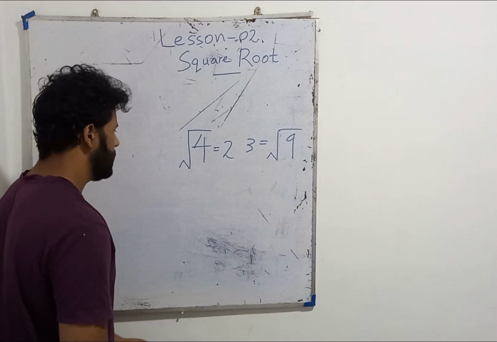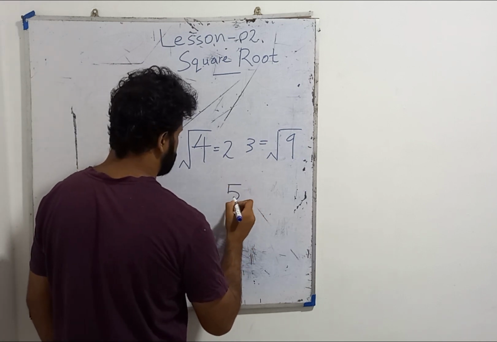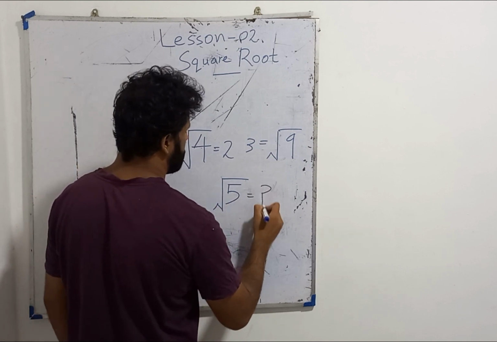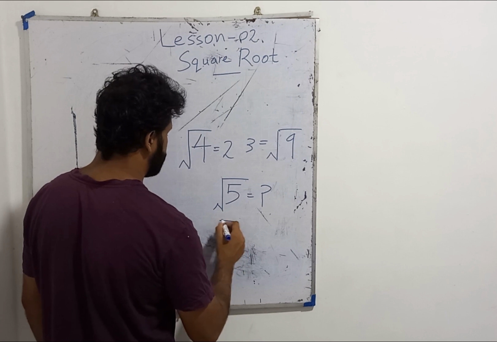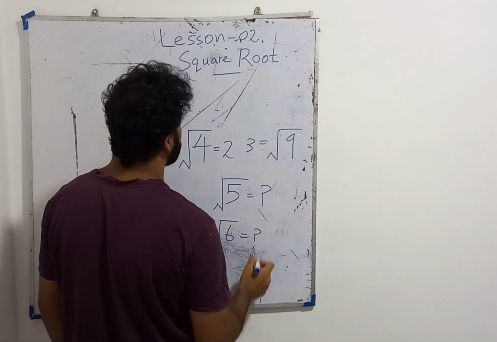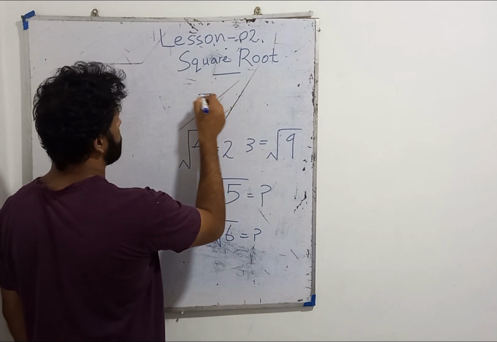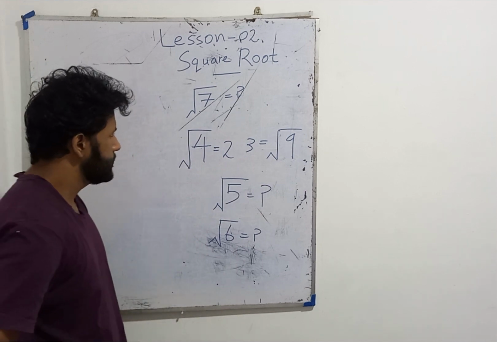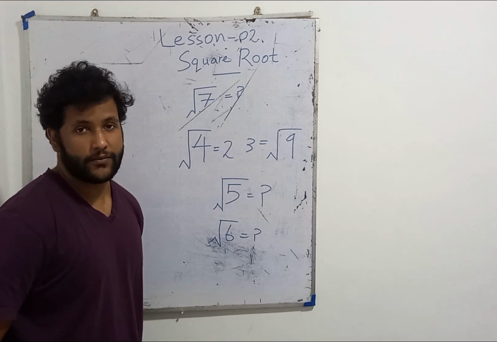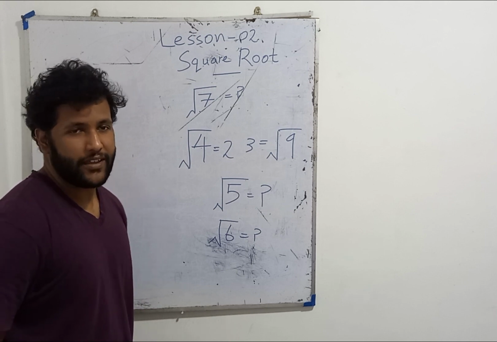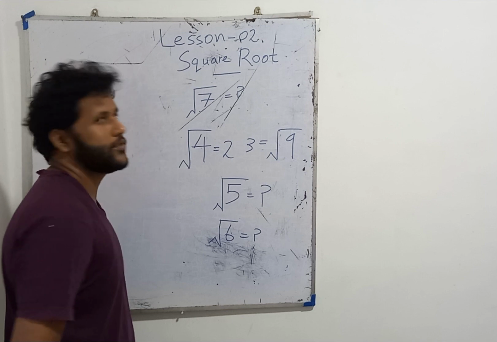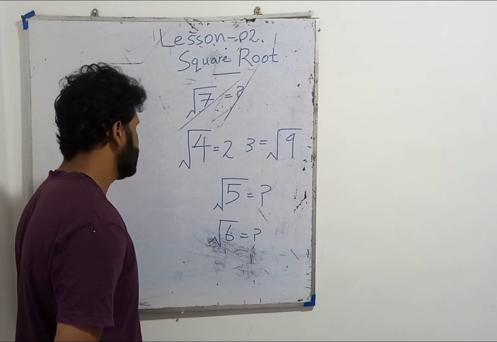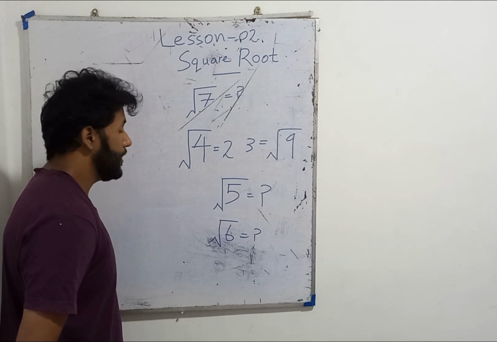So, did you ever think about 5? Square root of 5. What about 6? Square root of 6. What about 7? Square root of 7. Of course, these numbers are positive numbers, and they also have a square root value. That's going to be a decimal value, and we have to find that.